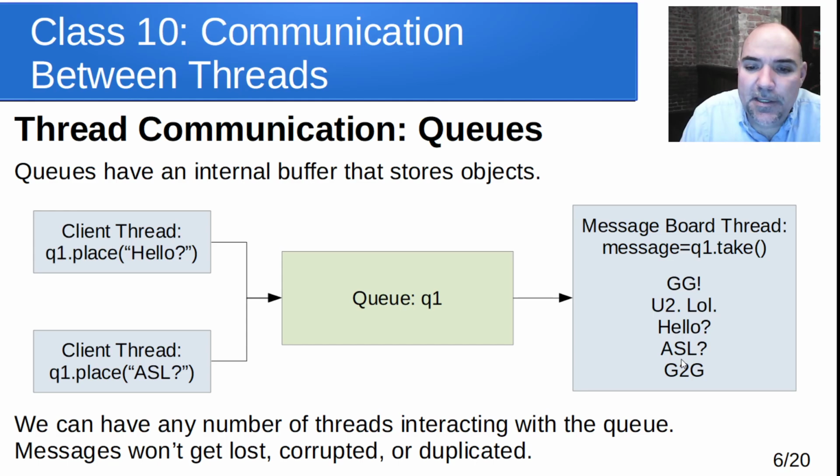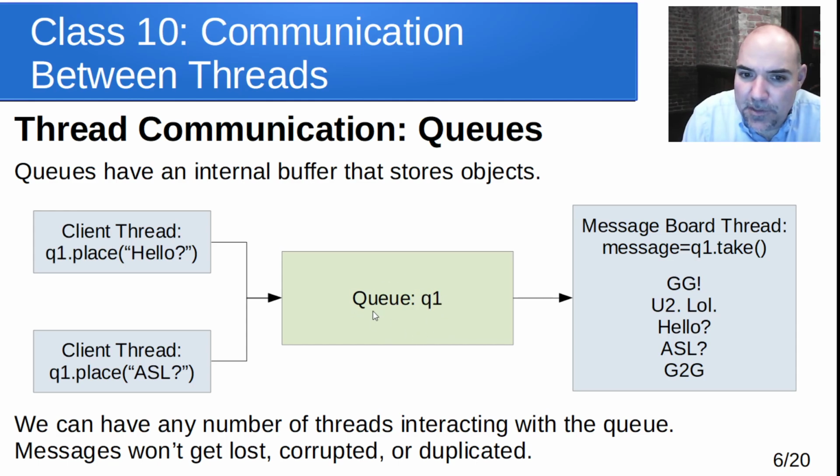And we're guaranteed, because we're using a queue that is synchronized and thread safe, that messages won't get lost, they won't get corrupted, they won't get duplicated, that we're guaranteed to have them show up. Every message that was placed in the queue will show up and be available to be taken out of that queue. And again, because we can have any number of threads interacting with that queue, you could have just one client over here feeding messages in, or 2 or 4 or 1,000 or 1,000,000, however many you want, can place things into the queue. And in this case, the message board thread is just going to take them out and show them on the screen.